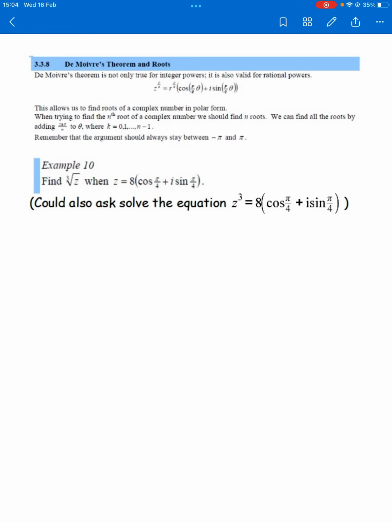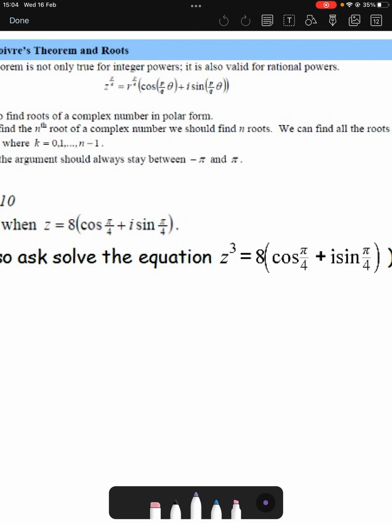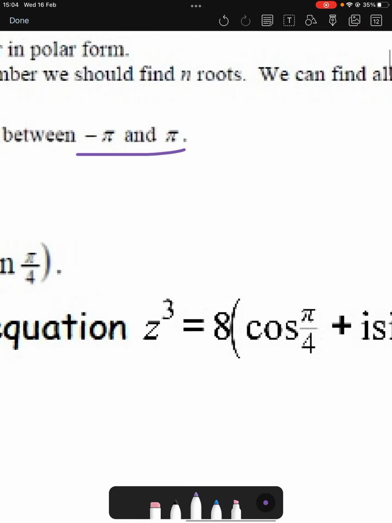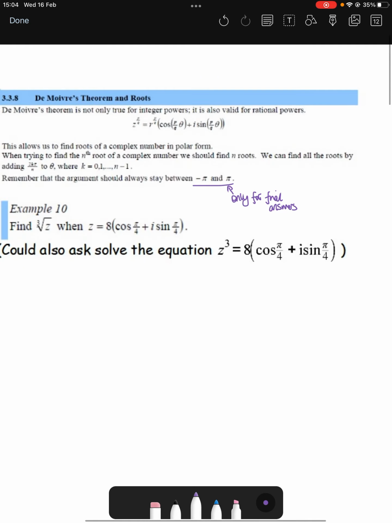Now, as we spoke about before, the argument should always be between negative pi and pi. This really only applies to final answers. When I'm working through this, I'll show you what I mean. You actually do get the same answer if you don't, because 2 pi is the same as 4 pi, like cos 2 pi is the same as cos 4 pi. It doesn't need to be between pi and negative pi. Final answers do, yes. So if they ask in a certain way, I do expect you to do that. But for this sort of question, we don't actually have to do that.